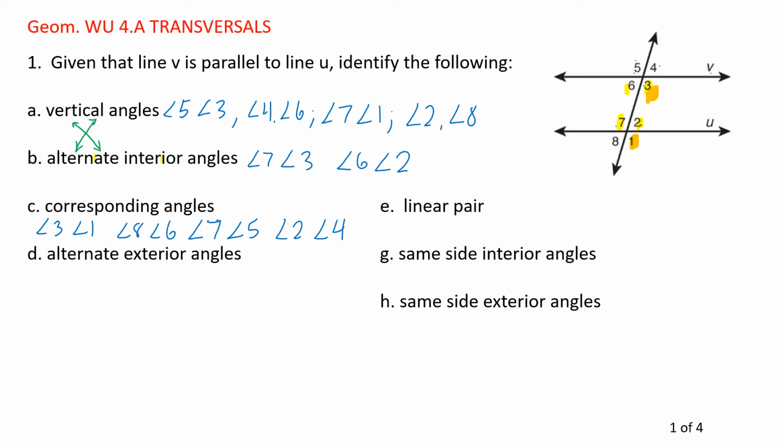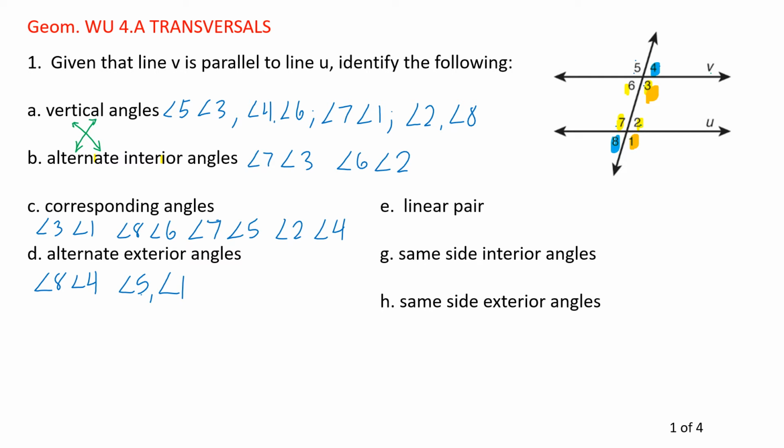Alternate exterior angles are on opposite sides and outside. So 8 and 4, and the other pair is 5 and 1. Up to this point, every one of these pairs are congruent. 7 is congruent to 3, 2 is congruent to 4, 5 is congruent to 1.